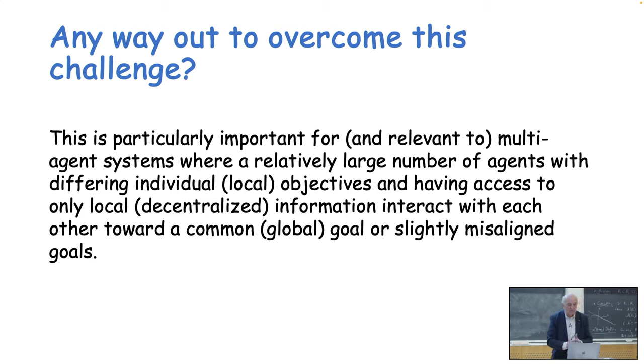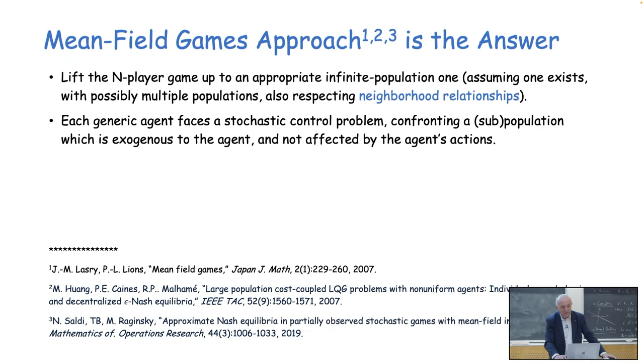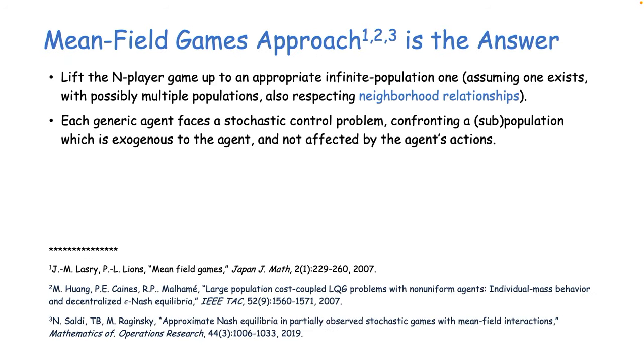So is there any way we can overcome this challenge? Particularly in multi-agent systems, where we have a relatively large number of agents with different individual local objectives, and they all have access to only their local information, any direct approach has that difficulty of second guessing. So the question is, how can we overcome this? Well, as I hinted at the beginning, this is the mean field games approach.